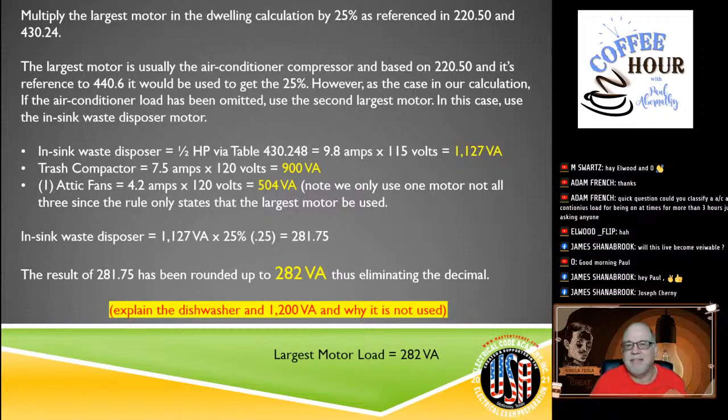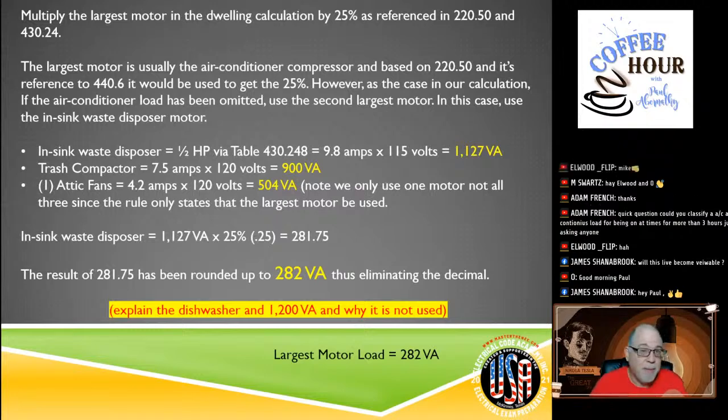But if you're in the 2017 code, you obviously didn't do that, so you have to hunt for the largest motor. And remember, if we got rid of the AC versus heat, then we're not going to even consider the AC for this application. We're going to hunt for the next largest or the second largest motor in this dwelling. So let's do this. In our case, we'll say we did 2020 code, heat was heat one, and AC was omitted. So now I've got to go hunting for the second largest motor.